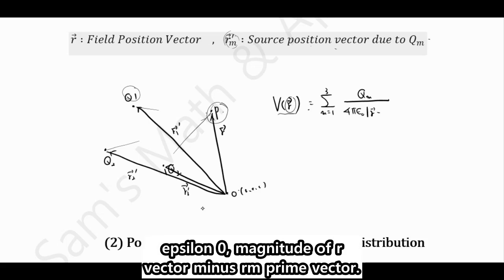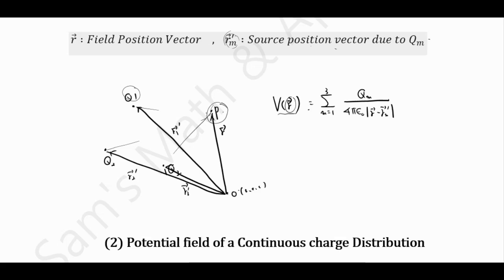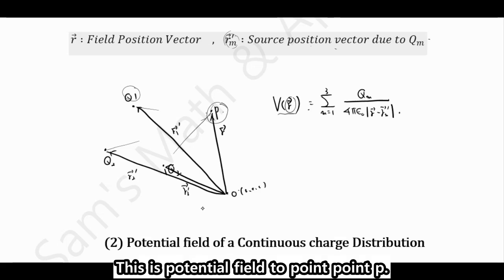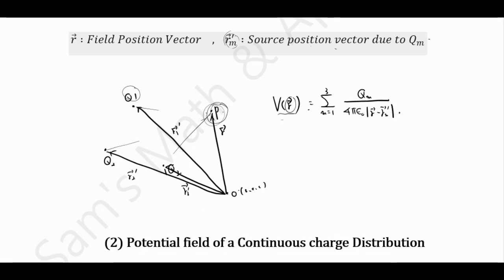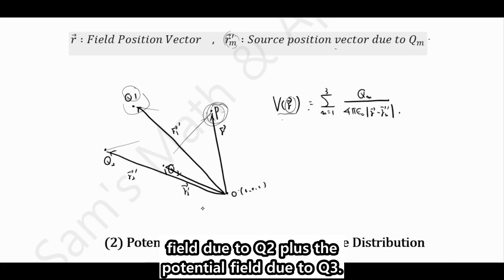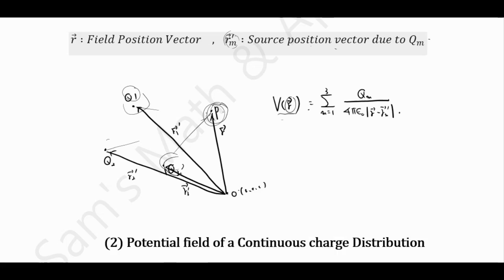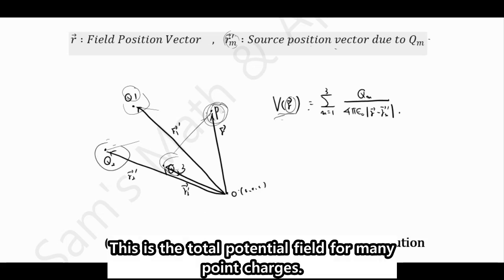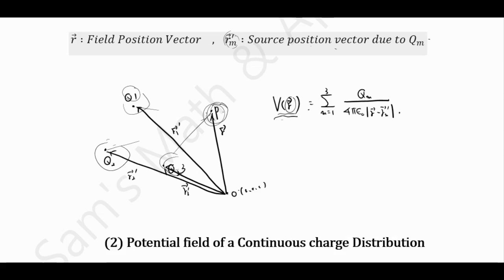magnitude of r vector minus rm prime vector. This is the potential field at point P: the potential field due to Q1 plus the potential field due to Q2 plus the potential field due to Q3. This is the total potential field for many point charges.